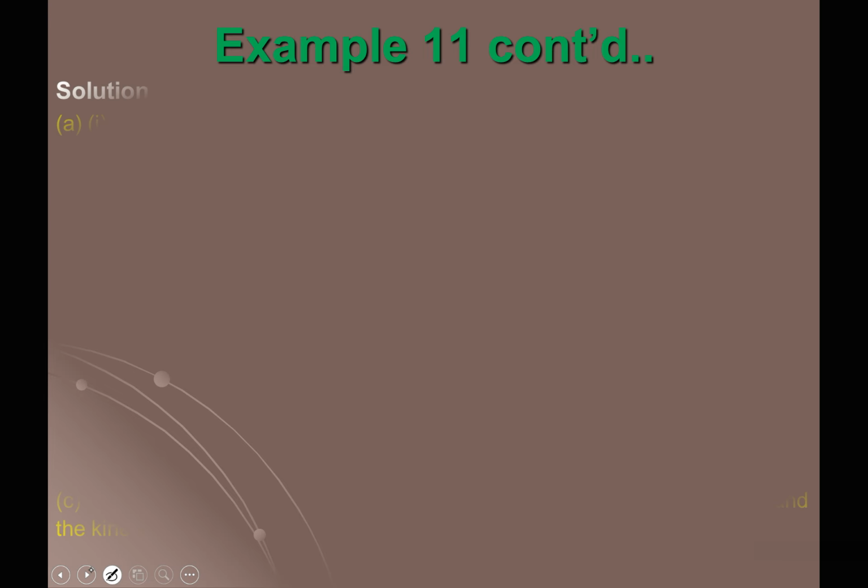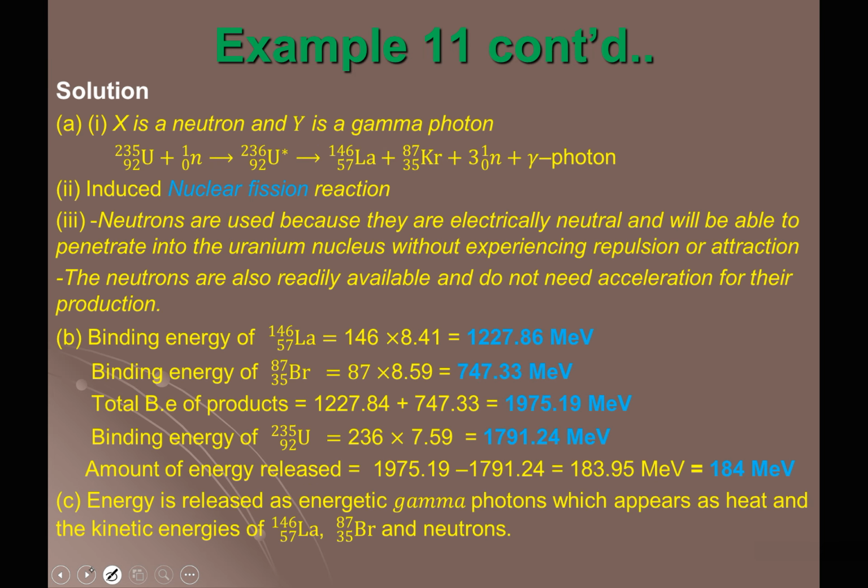So this slide just gives you a summary of the solutions that I've been talking about in more detail. X is a neutron and Y is a gamma photon. The equation is written correctly there. The process is called induced nuclear fission. I told you why it is called induced, because it starts by absorption of a slow-moving neutron. Then we explained why neutrons are used.